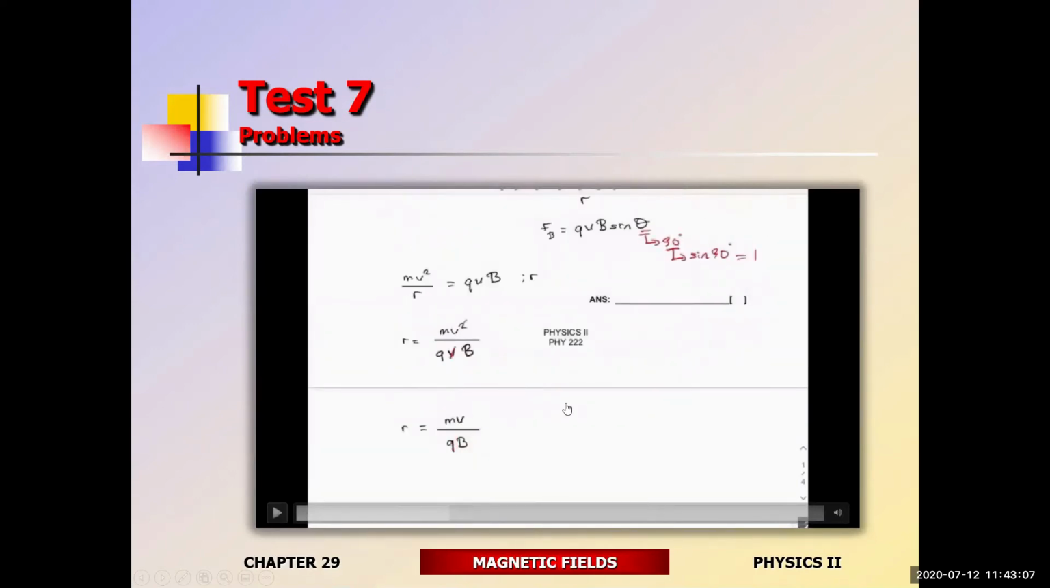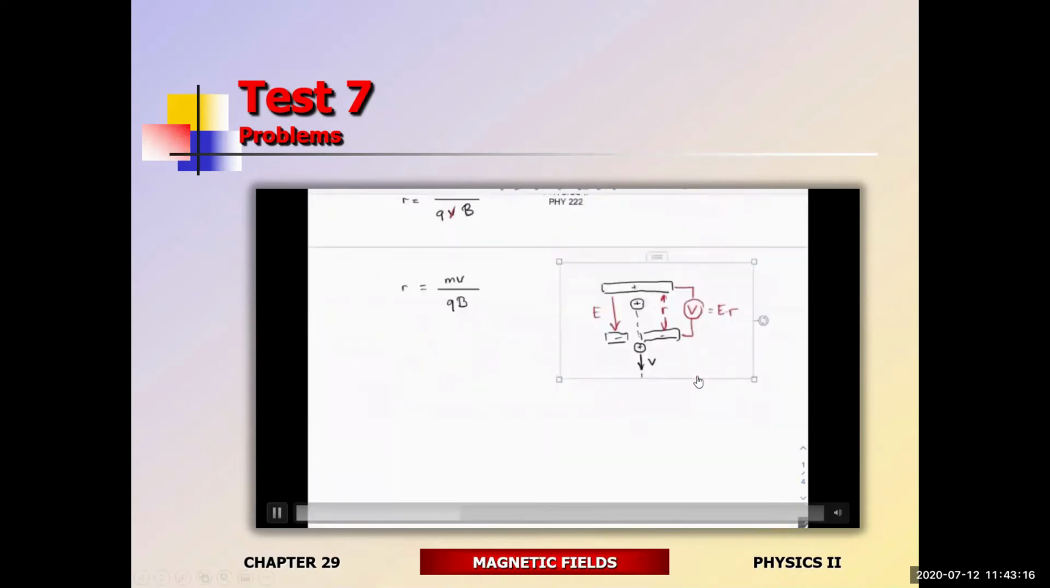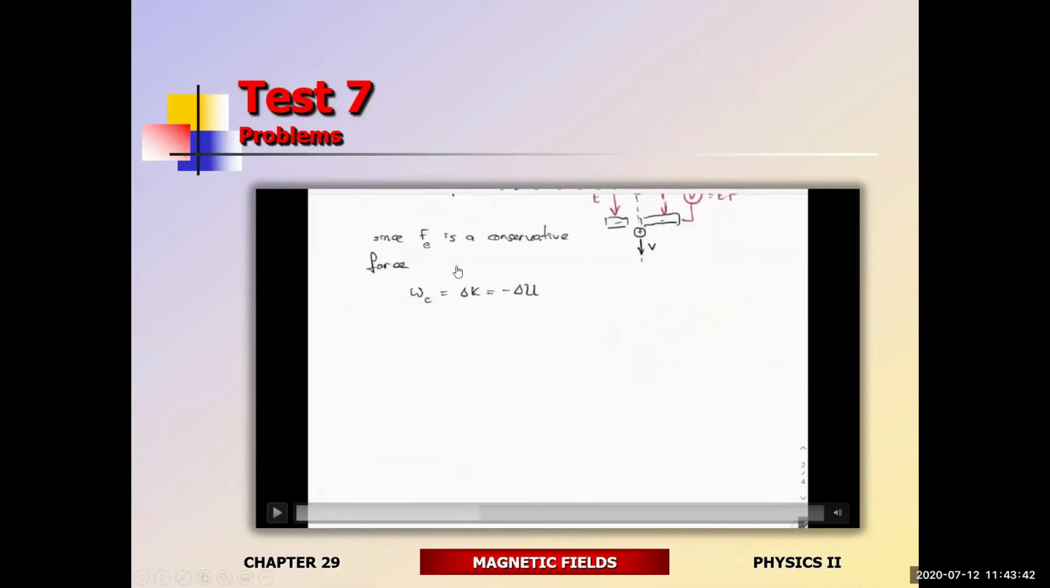Notice that the speed is the only thing we don't know in this case. We've got terms for Q, B, and M. The proton is going to gain speed within the capacitor. We know that the strength of the electric field is constant inside the capacitor. Electrostatic force is a conservative force, and a conservative force acting on the charge is going to reduce its potential energy and increase its kinetic energy. So the potential energy is going to turn into kinetic energy.